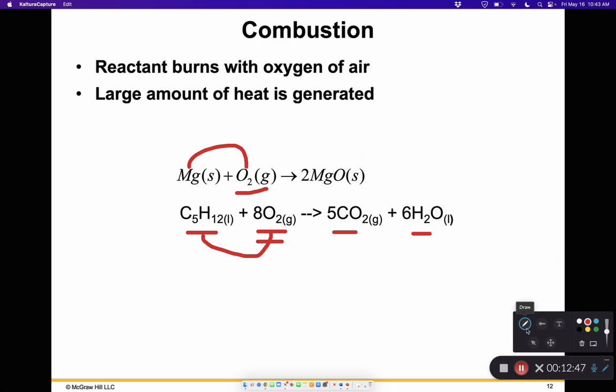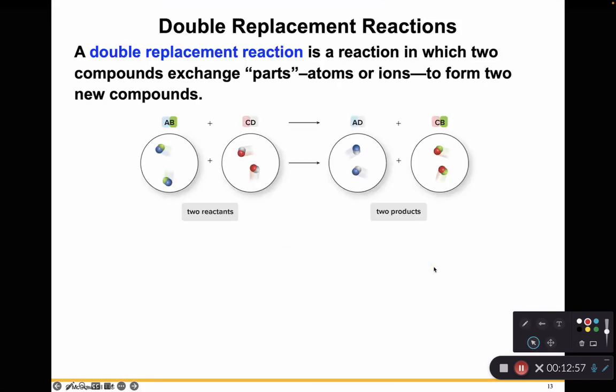Okay, so every time I'm giving you a hint how to recognize that particular reaction, keep that in mind. So now the next one, this one was easy. The next one, more important, that we will spend more time on, is double displacement reaction.